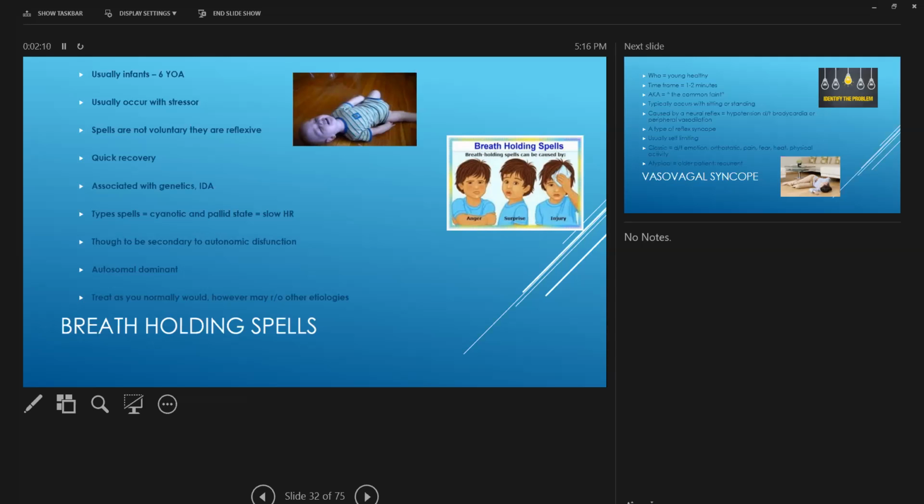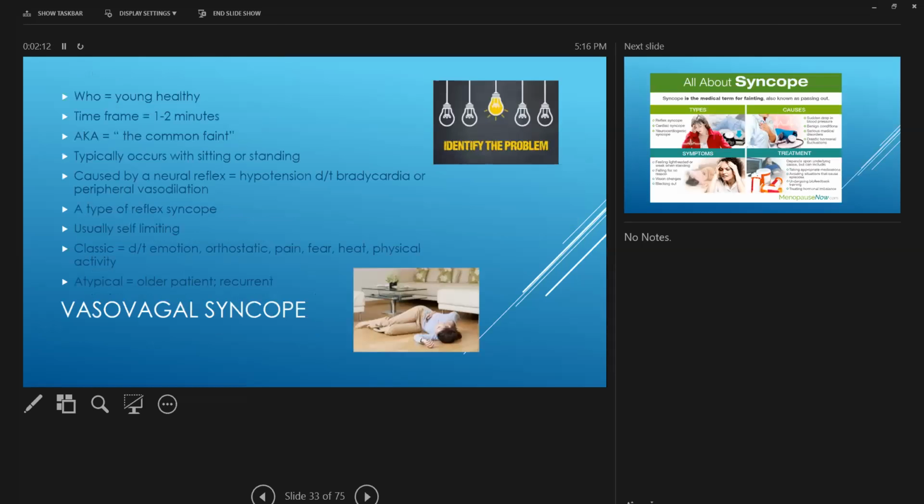a diagnosis of exclusion. Vasovagal syncope is kind of the adult form of these. It's a little bit different, but is considered a neural reflex as well. Basically, the patient is exposed to some sort of stressor, emotion, quick change in position, pain, fear, heat, blood, or physical activity, and then they pass out.